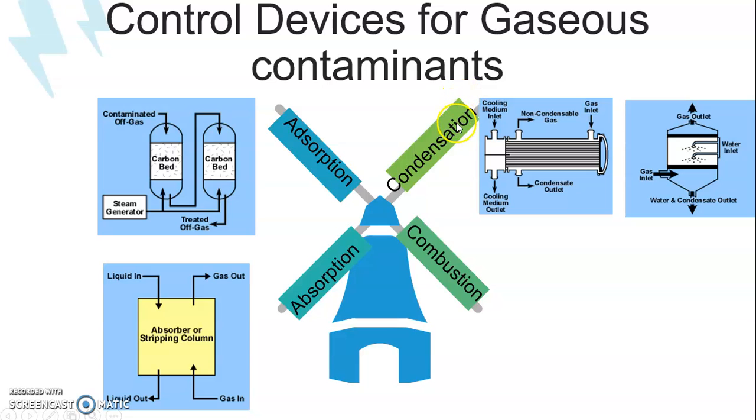The next one is condensation. In this figure, we use something like a heat exchanger. And then the last one is combustion.